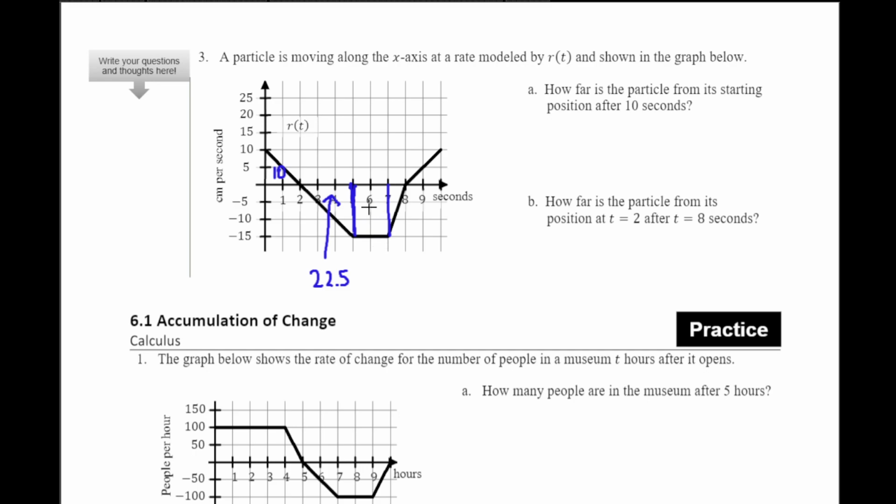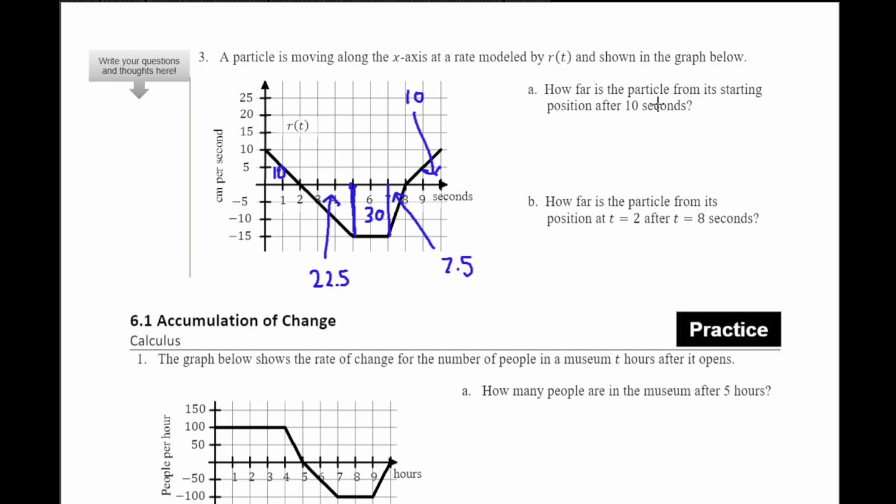This rectangle here, this is just length times width. 2 times 15, which is 30. This triangle right here is 1 times 15 divided by 2, which is 7.5. And then this triangle right here is 2 times 10 divided by 2, which is 10.